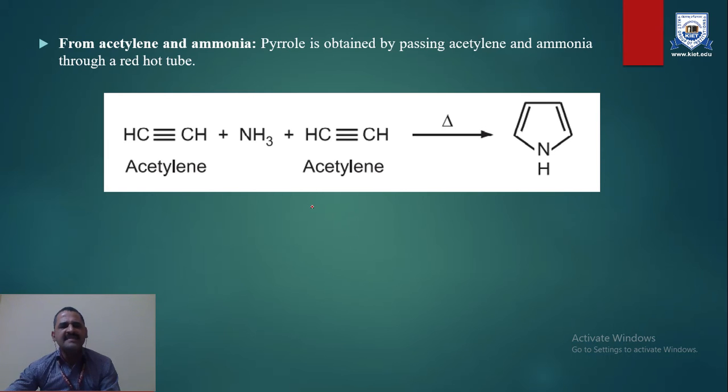The last synthesis is from acetylene and ammonia. Here the pyrrole is obtained by passing acetylene molecule and ammonia through a red hot tube. So dear student, we are utilizing 2 moles of acetylene, one is here, another one is here. With ammonia it will pass through a red hot tube, so that's why the heating sign is coming here, and it will finally provide the pyrrole molecule.